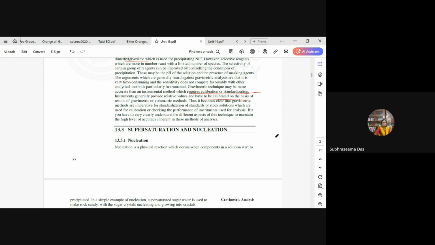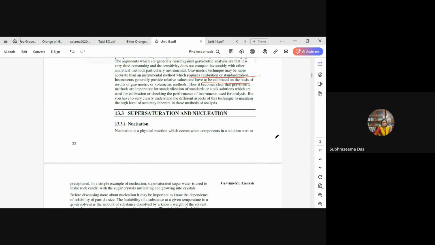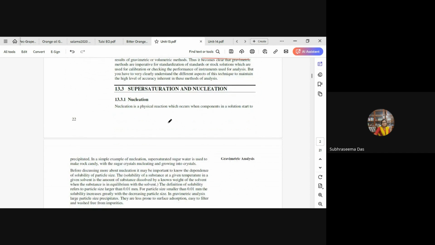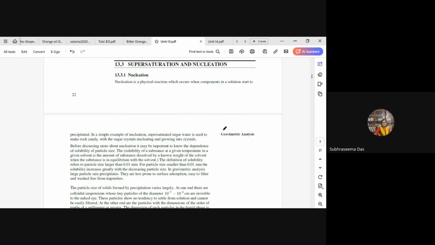The one is supersaturation and another is nucleation. Coming to nucleation, it is a physical reaction which occurs when components in a solution start to get precipitated. One of the common examples of nucleation is supersaturated sugar water. We know it is used to make sugar candy or rock candy. Here the sugar crystals nucleate, come together and grow into crystals.